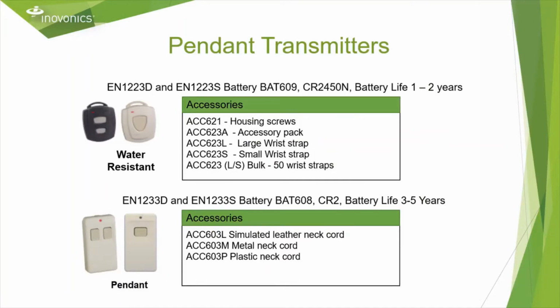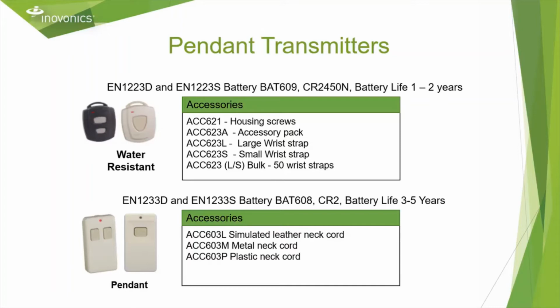Our EN1223D and 1223S are a water-resistant pendant transmitter that use a CR2450N with a 1 to 2 year battery life. We offer additional accessories for replacement housing screws, accessory pack, large and small wrist straps offered in bulk or individual units.